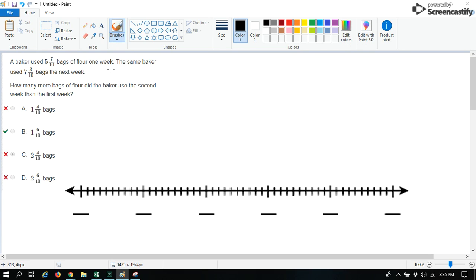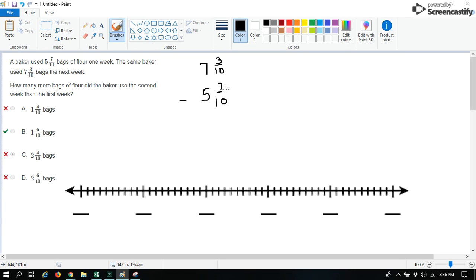It says a baker used 5 7/10 bags of flour one week, and the same baker used 7 3/10 bags the next week, and they want to know how many more bags of flour did the baker use the second week than the first. So what we would do is we would try to find the difference. So we know that the second week he used 7 3/10 bags of flour. The first week he used 5 7/10.